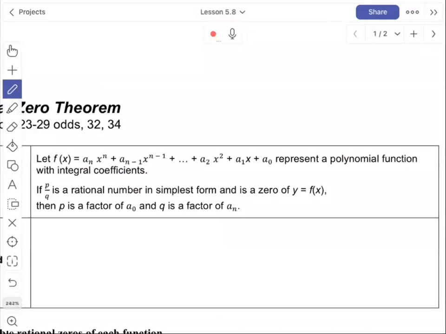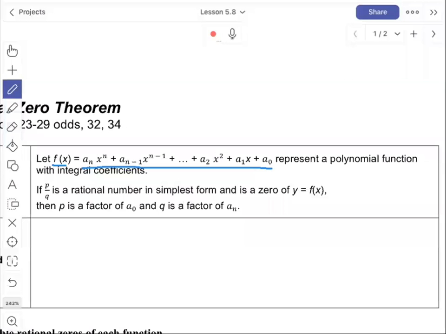And man, that looks complicated, doesn't it? Okay, so let's break this down. Let's dissect this. Let this function f of x be this gnarly looking thing, where you have x to some nth power and it decreases all the way down to a sub 0, which doesn't have an x. And that's our polynomial function.